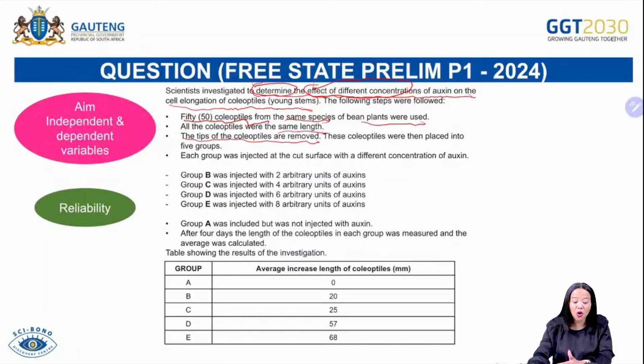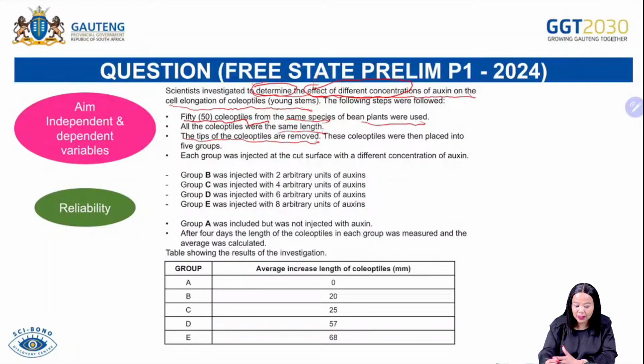Remember here, the auxins naturally grow, they are naturally found where? At the tip of the stem. So when we remove the tip of the stems, we are removing what? We are removing the auxins. We are ensuring that the growth of cell elongation will be due to what? To the auxins that were injected in these coleoptiles.